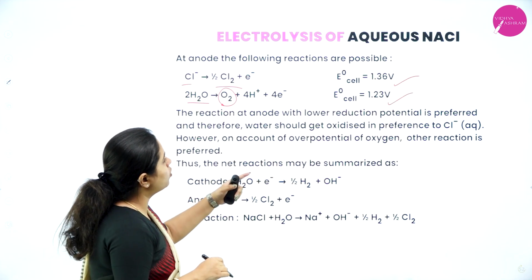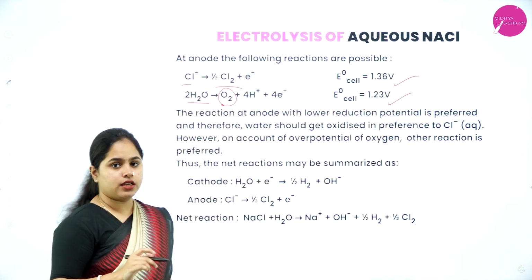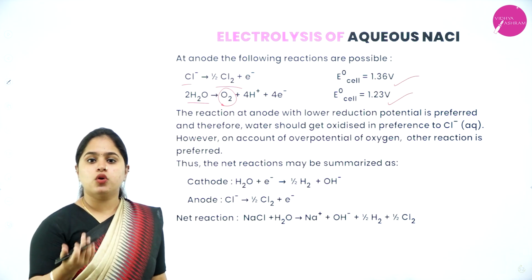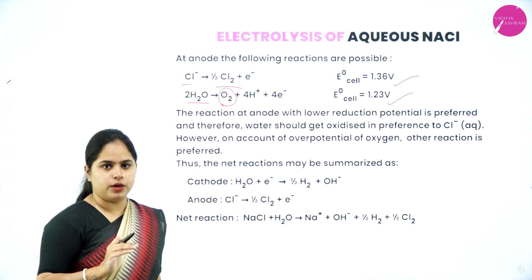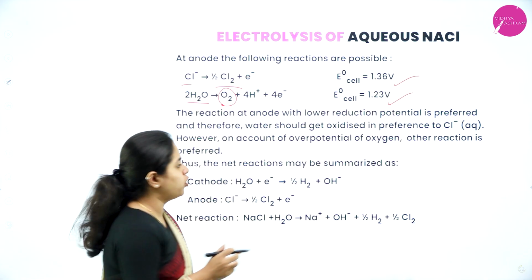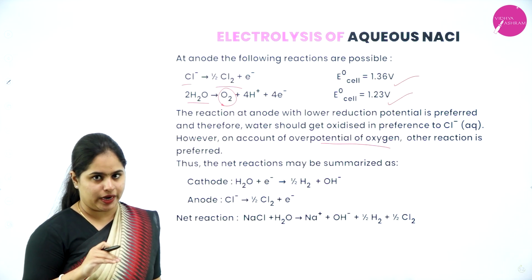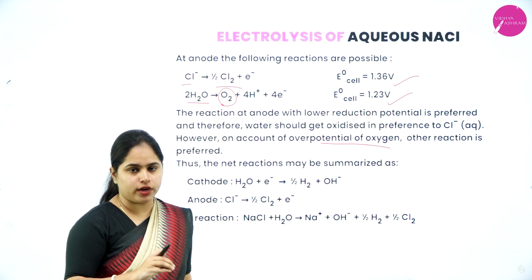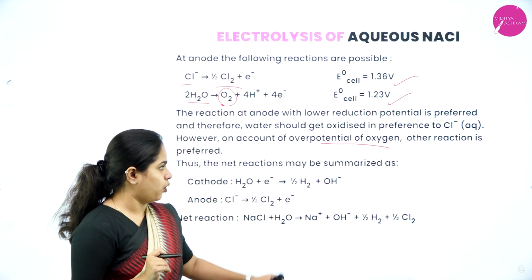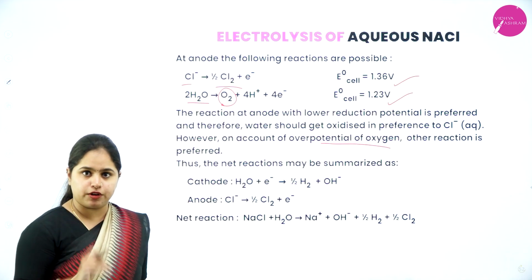Now out of these two, which one should be preferred actually? It will be the second one. Lower reduction potential is for the water, so hence that must be preferred. There is a small problem that happens here on account of overpotential of oxygen. We discussed about it in the beginning as well, right? It is a kinetically very slow reaction, so overpotential is required. Hence, overpotential of oxygen is required, and the other reaction is preferred.